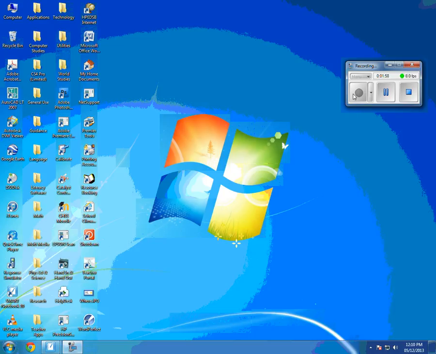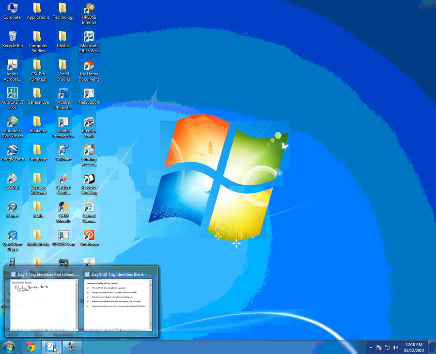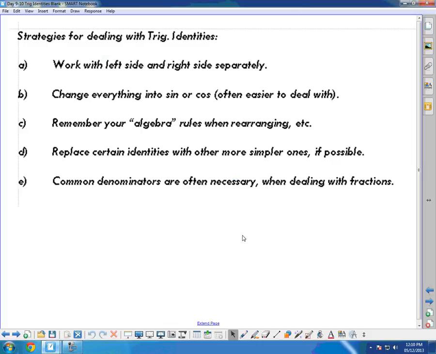With trig identities, it's the same idea. Every time we do a question, we learn some new strategy that we can use the next time. And if you learn enough of these, you start to get good at it and you'll have more success. So here are some of the strategies, and this is on the bottom of the worksheet, so you don't need to copy this down.